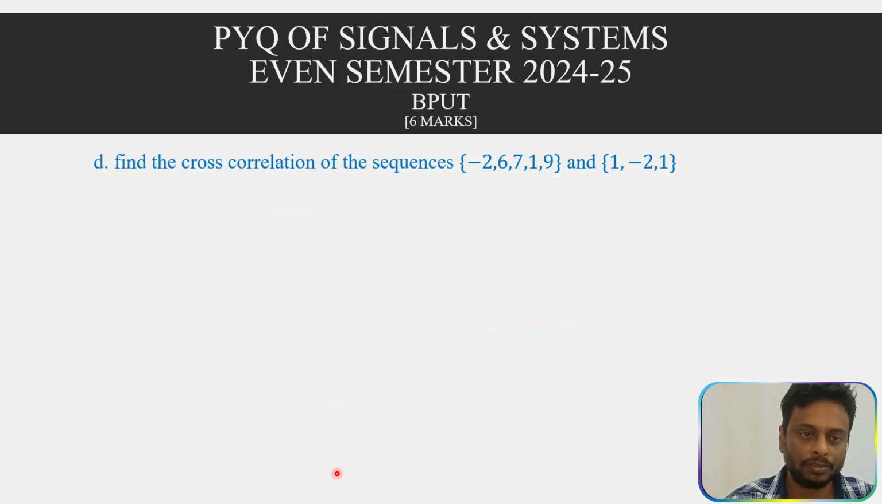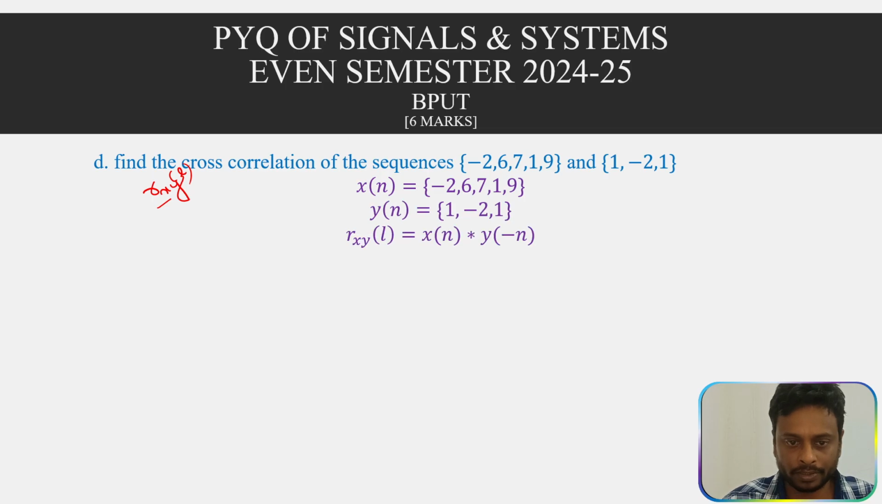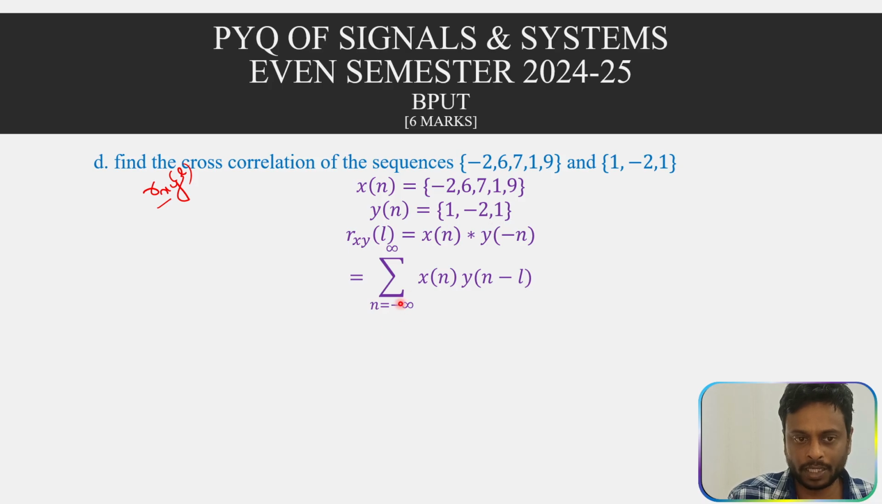Next, we'll see this last question, that is to find the cross correlation of the two sequences. The two sequences are given. You have to find out the cross correlation. Cross correlation means there are two different sequences. So R of xy of L. Let us see that. In this case, x of n is this one, y of n is this one. So that is the formula. R of xy of L will be the sum of x of n star y of minus n. So this is the formula for the cross correlation.